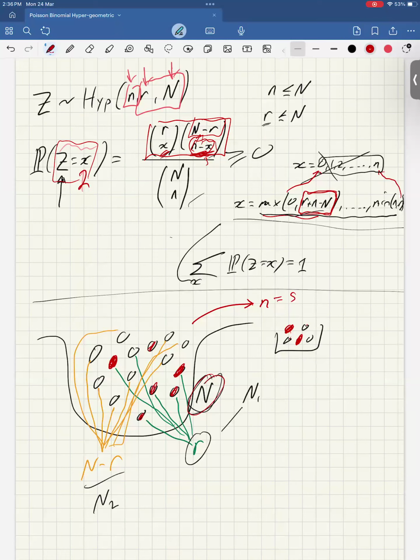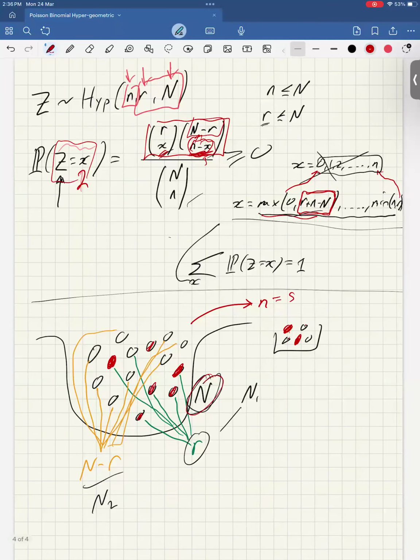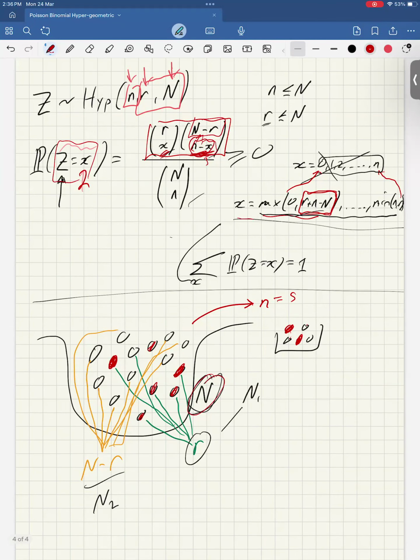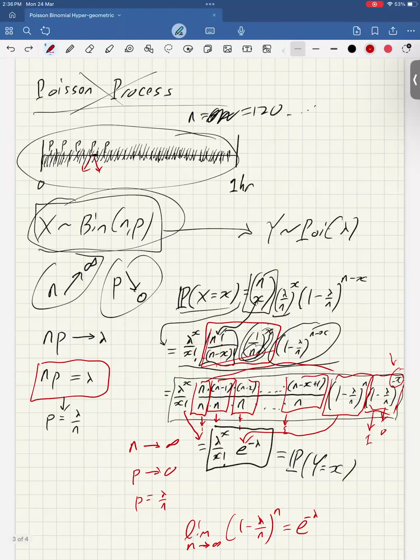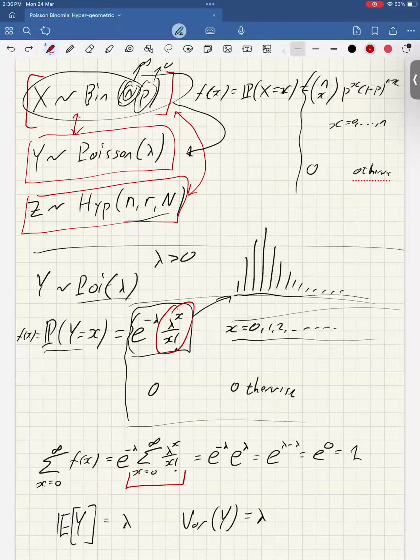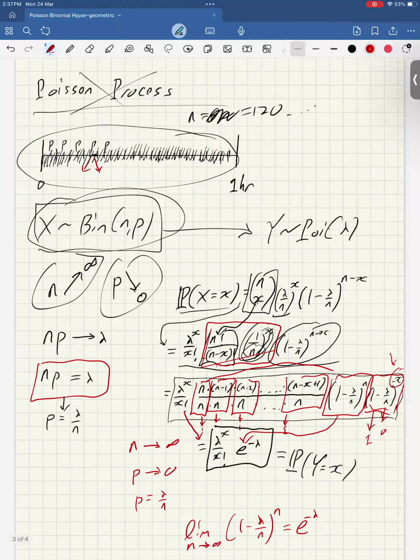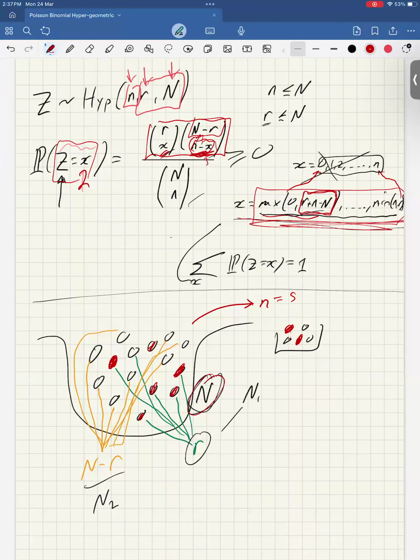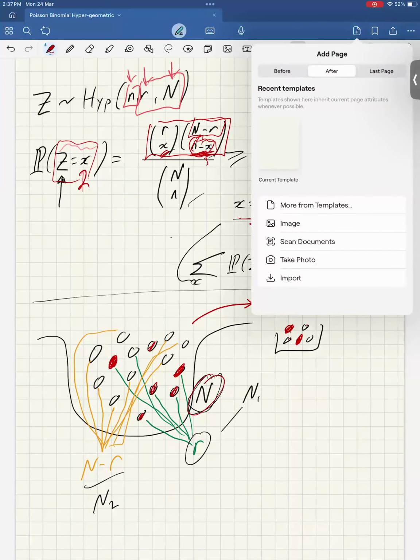But then, first of all, there's a few questions that we still need to do. How do we get this kind of support? Why is this a support? That's one thing. And the other question is, what is the relationship to a binomial? So we saw how Poisson is related to binomial. How is a hypergeometric related to binomial? So let's just understand the support a bit more.